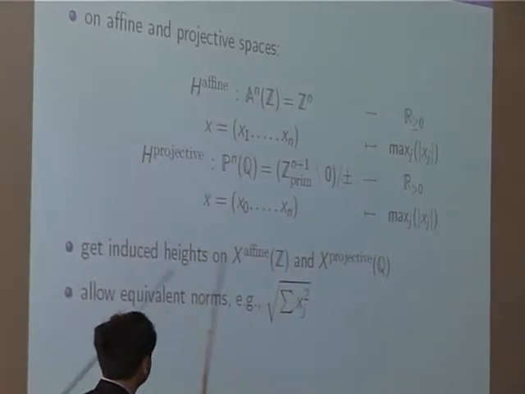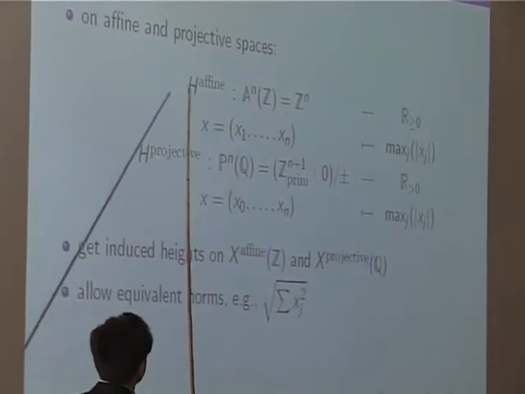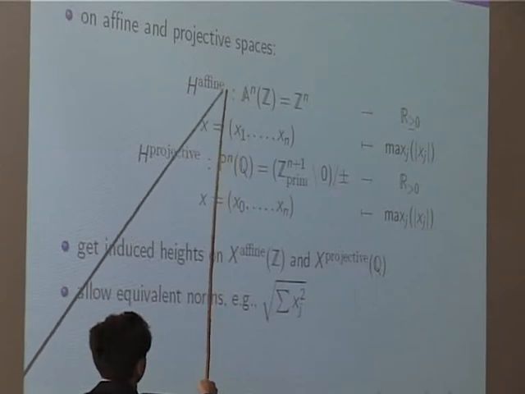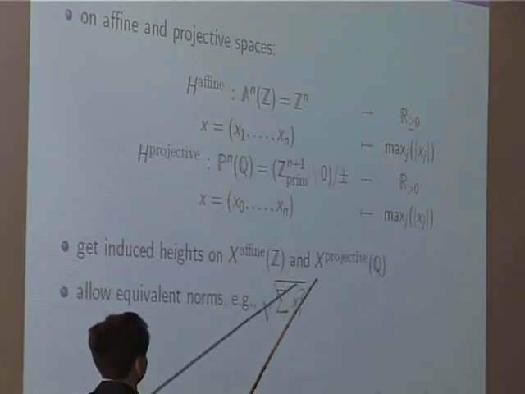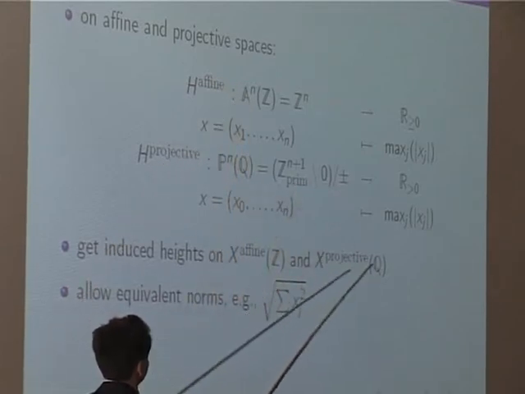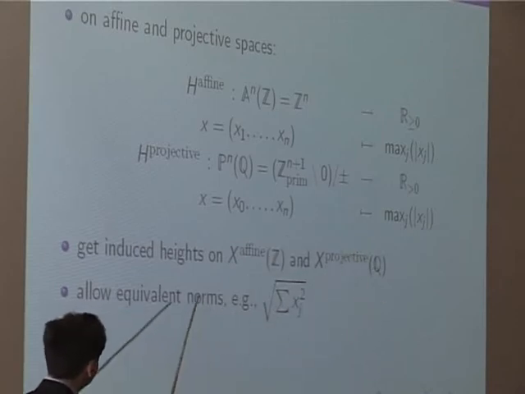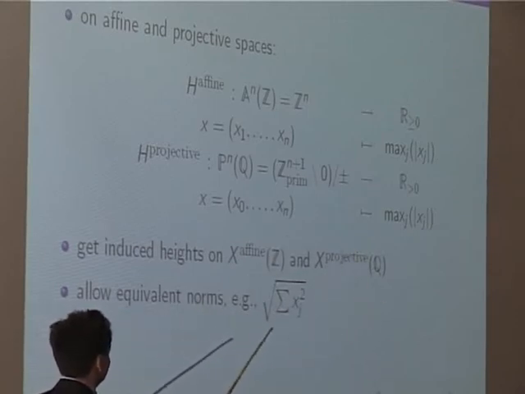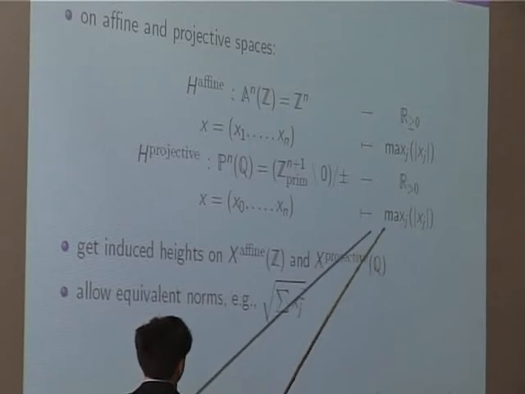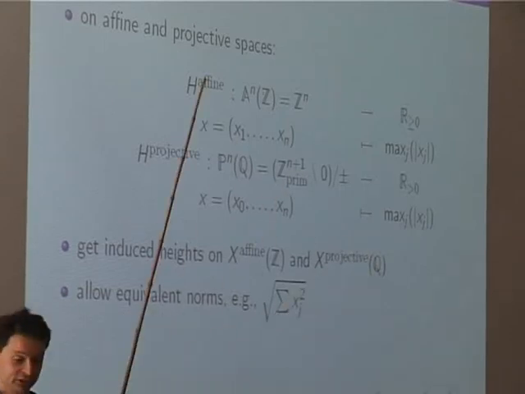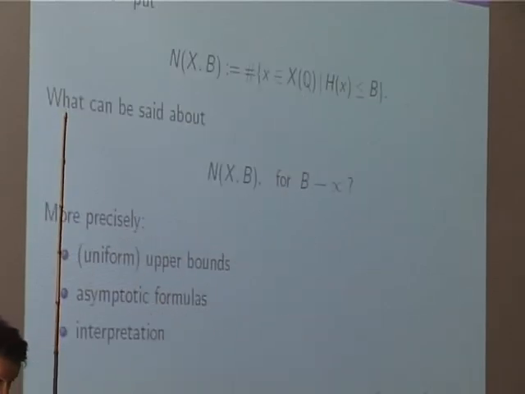So we get induced heights on any subvariety, affine subvariety in A^n, or projective subvariety, and again, Z and Q in the projective case. And we also allow equivalent norms. So we may replace the maximum of the coordinates by the square root of the sum of squares or anything else comparable to this.